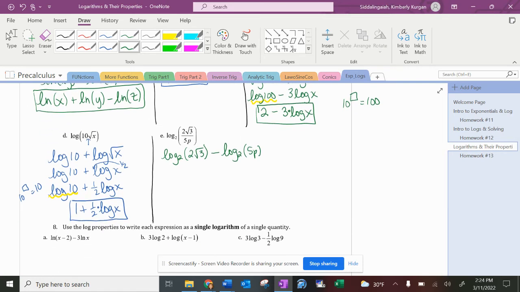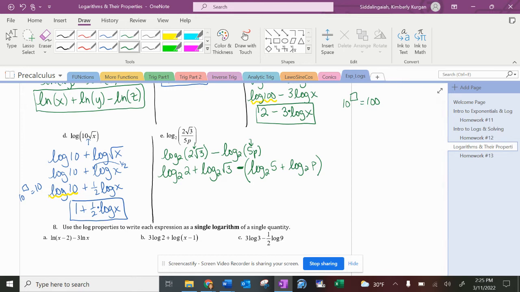Okay, now that we've taken apart quotient property, we need to break apart this multiplication here and here. So log base 2 of 2 plus log base 2 of root 3 minus log base 2 of 5. And I'm going to put parentheses here, plus log base 2 of p. Now, the reason I put it in parentheses is because both the 5 and the p were originally in the denominator. So this minus sign is going to apply to both those terms.